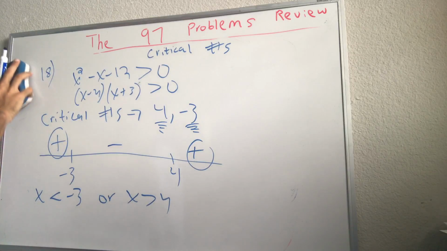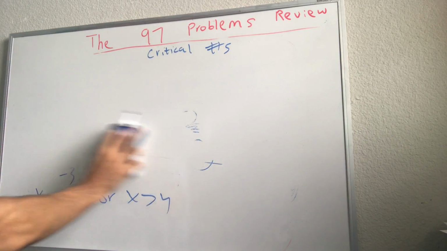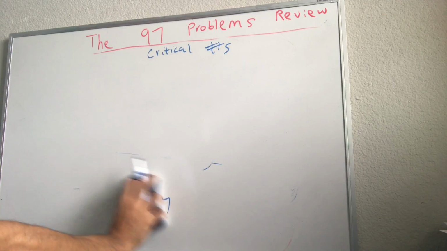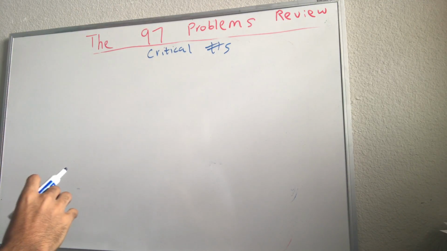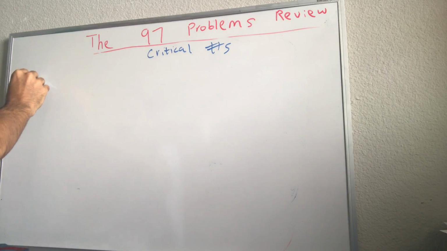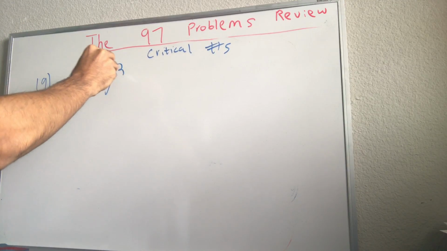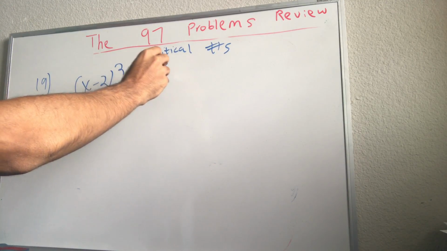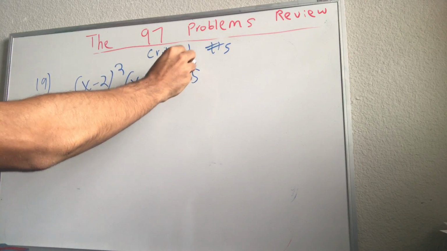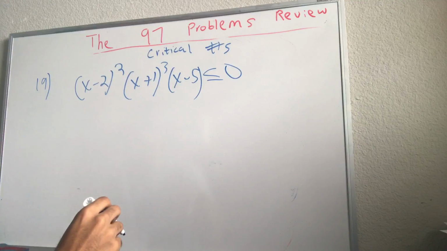So that was question number 18. And again, using that concept of critical numbers, you can evaluate those inequalities and determine their solution sets. So now we have question number 19 here. This one is x minus 2 squared times x plus 1 cubed times x minus 5 is less than or equal to 0.